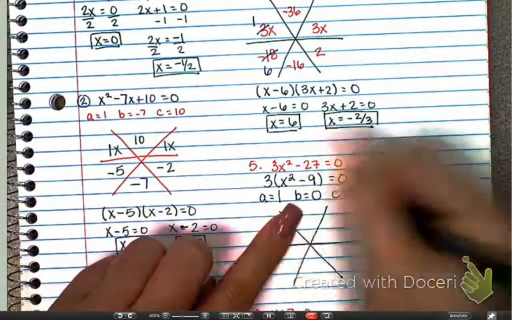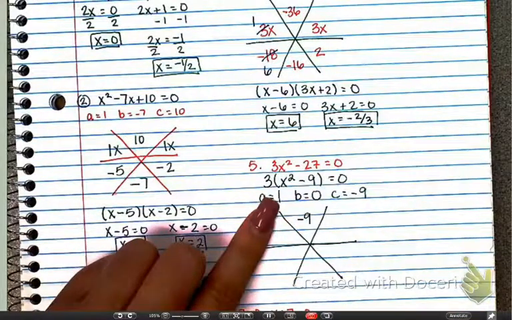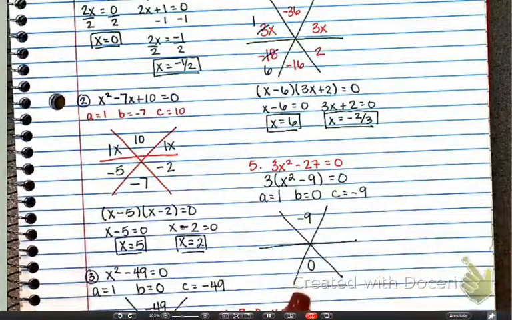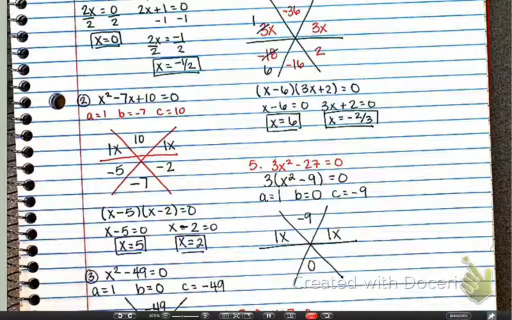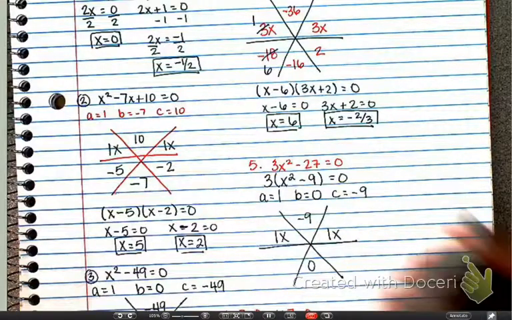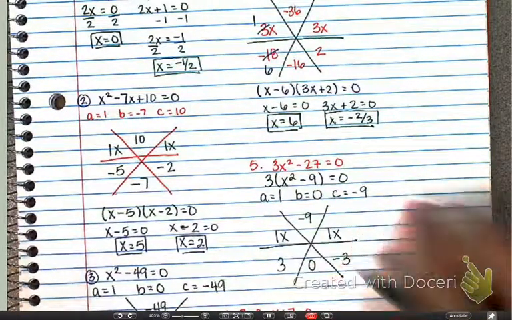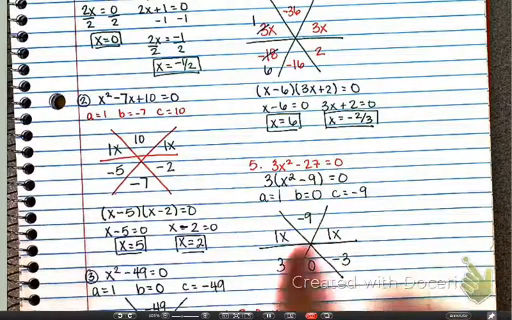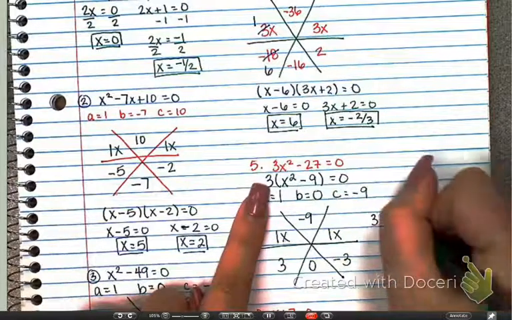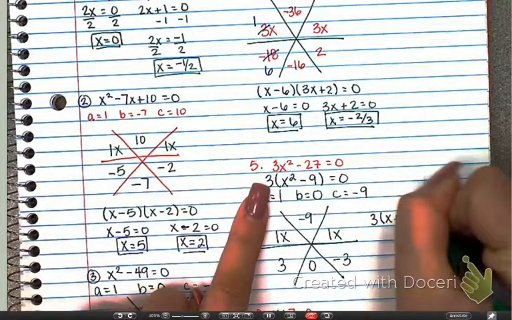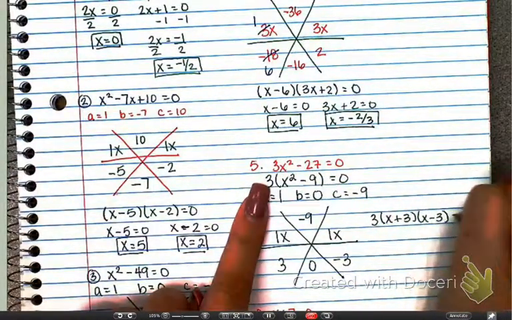So on top is 1 times negative 9, which is negative 9. On the bottom is 0. And I have a 1x and a 1x. I'm looking for 2 numbers that multiply to negative 9 and add to 0. 3 and negative 3. 3 times negative 3 is negative 9. 3 minus 3 is 0. So I have the 3 on the outside, and then I have x plus 3 and x minus 3 equals 0.